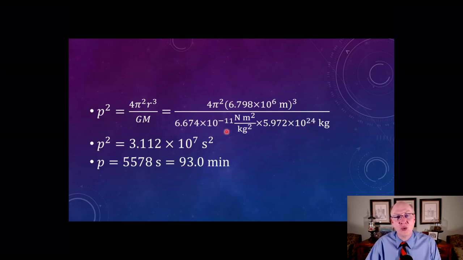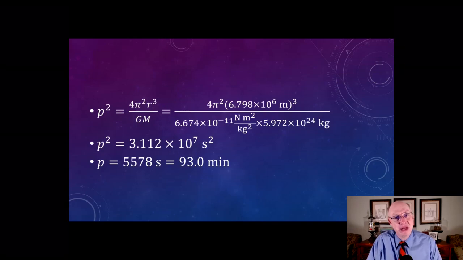Plugging all that into our calculator, we get that the period squared is 3.112 times 10 to the 7th seconds squared. Don't forget to take the square root, because this is the period squared. So the period is the square root of that, which is 5,578 seconds or 93 minutes. So it takes the space station 93 minutes to go around the Earth. All right, so that's how we use Newton's modification to find Kepler's third law.